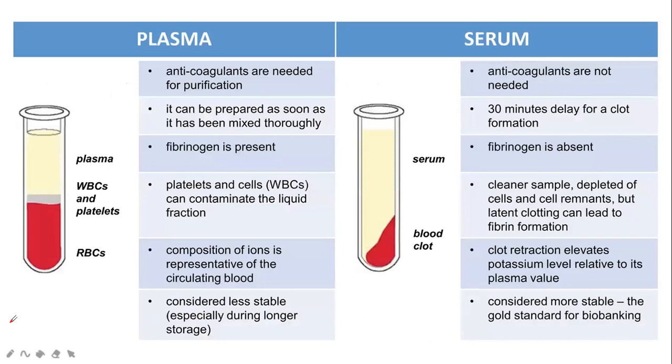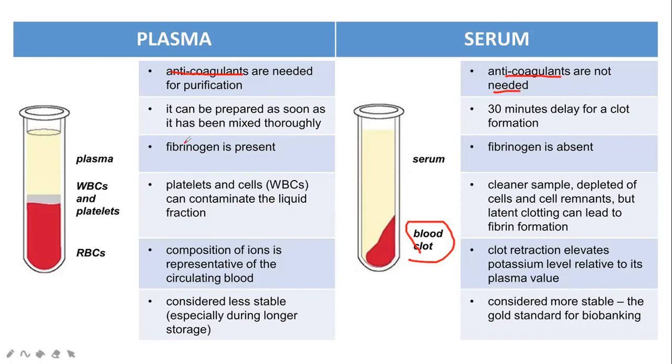Again, both of them are the liquid portion of your blood, but they differ in whether your blood is coagulated or not. You get plasma if your blood is anticoagulated, whereas you get serum if your blood is clotted. So basically, in getting your serum, anticoagulants are not needed, because you want your blood to be clotted.